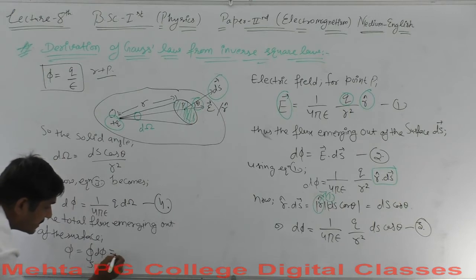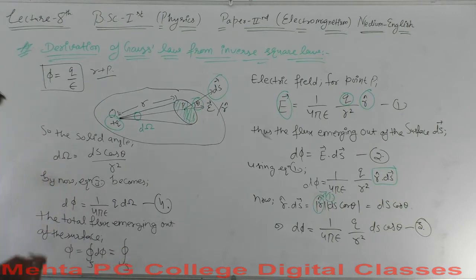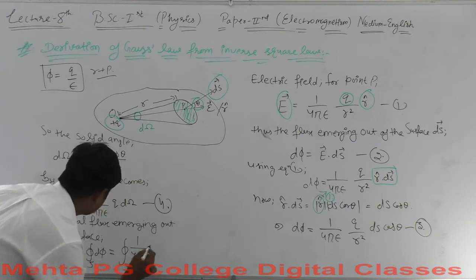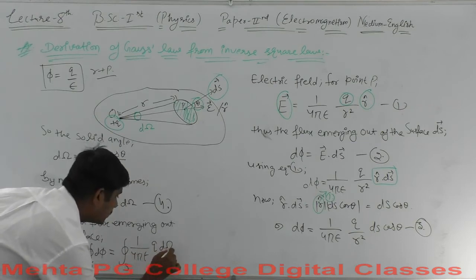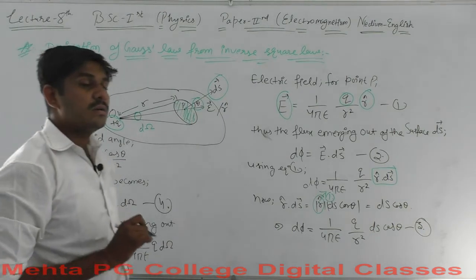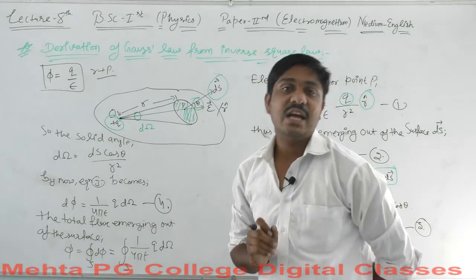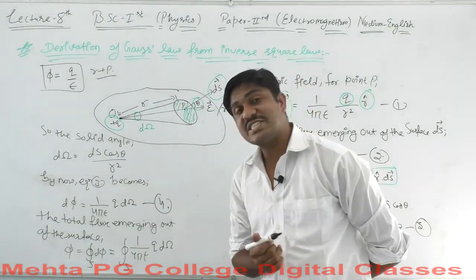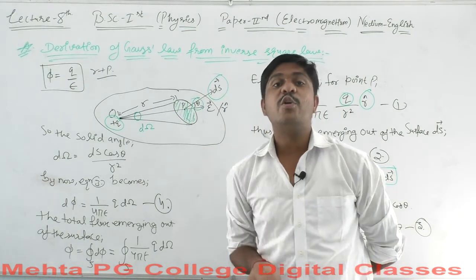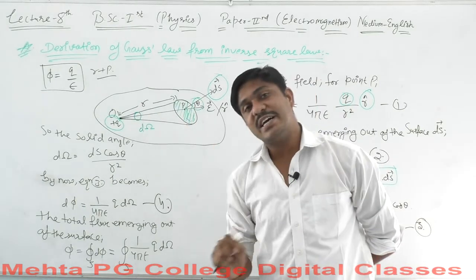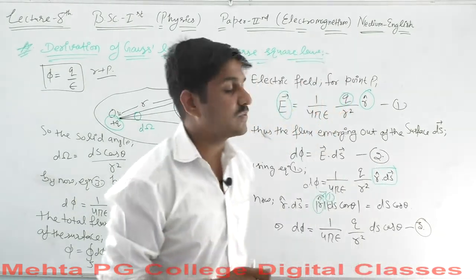Yes, and this is again equal to the closed integration of equation 4, 1 over 4 pi epsilon q d omega. And if you remember, the value of d omega for a closed surface integration approaches 4 pi. Do you remember? If you don't, then go and check out lecture 5, which is all about the concept of solid angle.